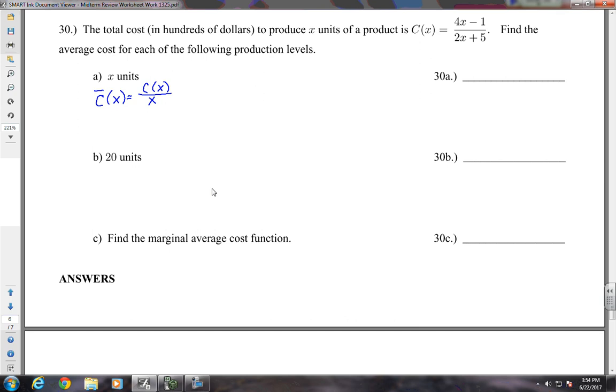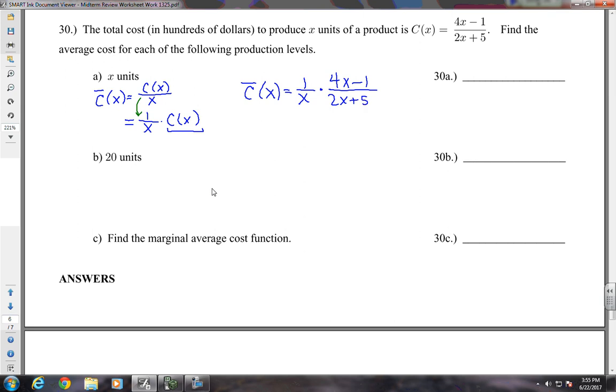Our total cost function is given in the problem. And to make this easier to manipulate with that rational function, I'm going to rewrite this as 1 over x times C of x. Okay, we're getting ready to plug that rational function in right here. So it's a little easier to see the 1 over x part represented right there. So our average cost function is 1 over x times the given total cost function.